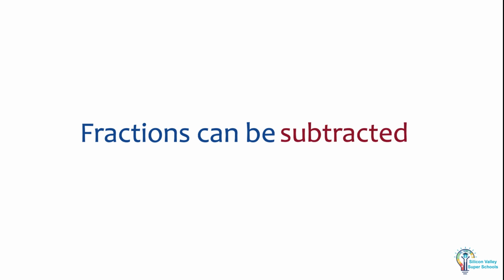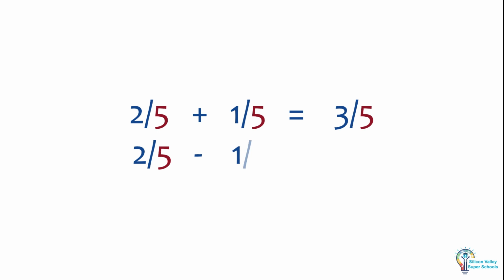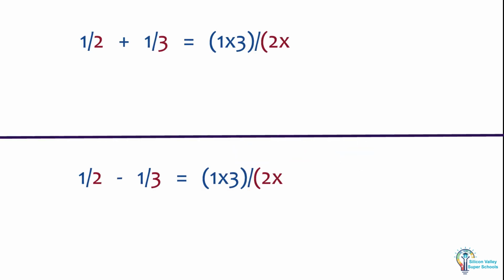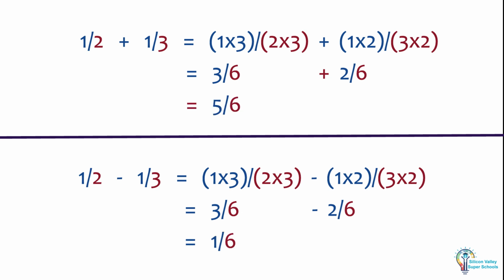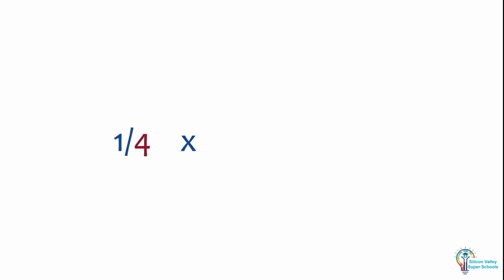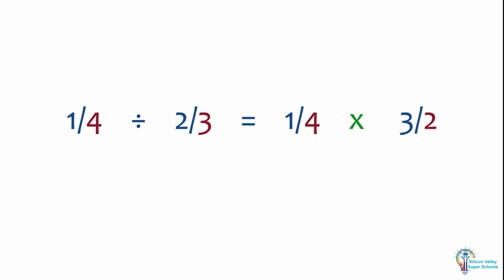Fractions can be added, subtracted, multiplied, and divided using some rules and methods. For example, to add or subtract fractions with the same denominator, we add or subtract the numerators and keep the denominator the same. To add or subtract fractions with different denominators, we find a common denominator by multiplying the denominators and then adjust the numerators accordingly. To multiply fractions, we multiply the numerators and multiply the denominators. To divide fractions, we flip the second fraction and multiply it by the first fraction.